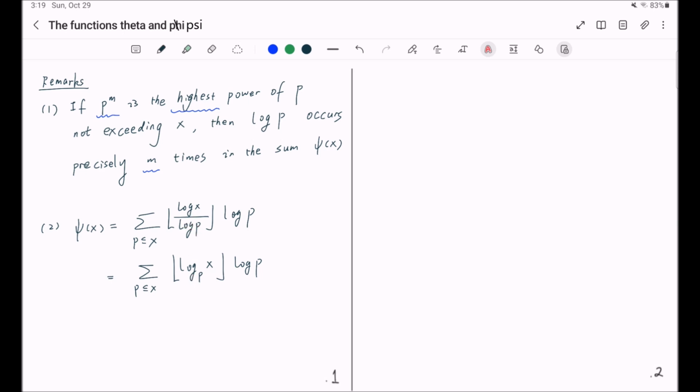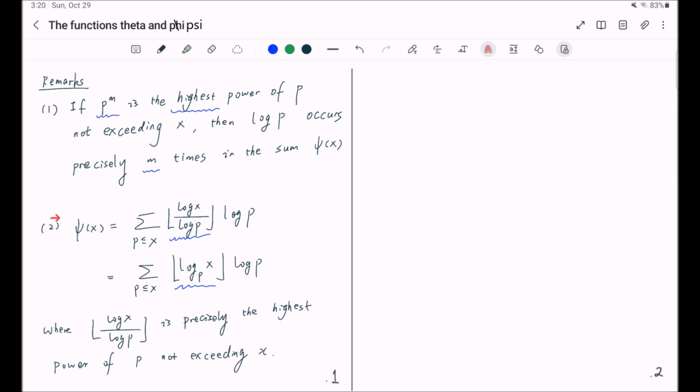So what does this coefficient mean? The coefficient here exactly means the highest power m such that p to the m is the highest power of p not exceeding x. So these coefficients exactly correspond to those m's. So these are the two remarks I would like to make following the previous example.